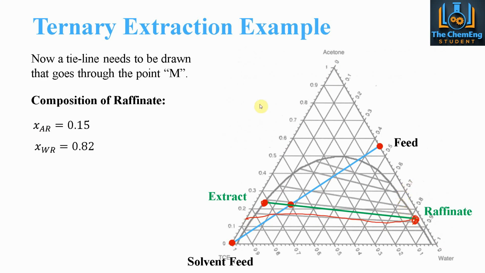Then we could do the same, but this time for the water. So we see if this is pure water, then this is 90% water. So we're between 90 and 80, and it looks like we are just about at 82. So we say about 0.82. Now the remainder is going to be these values added together and 1 minus that.